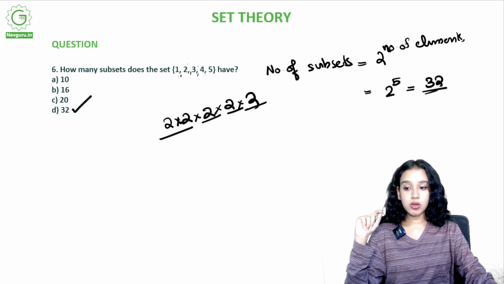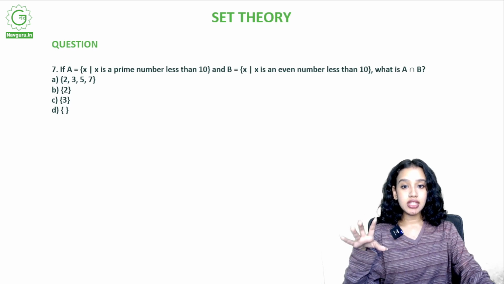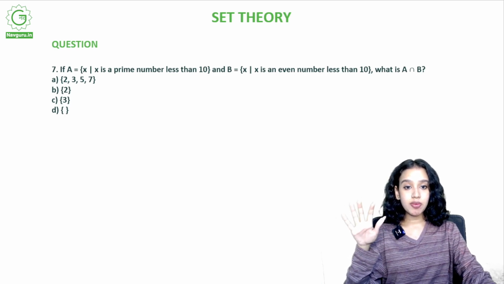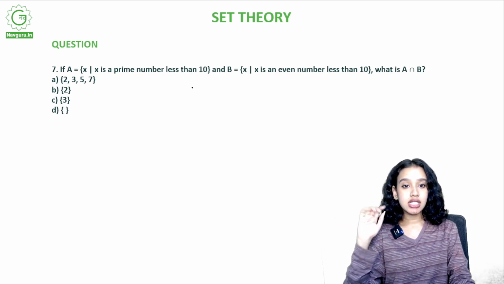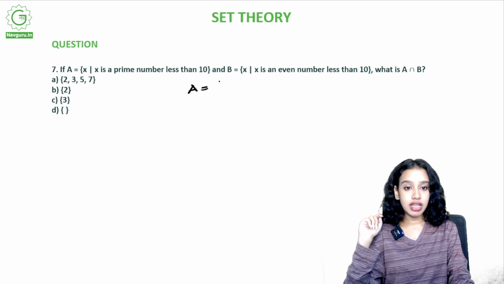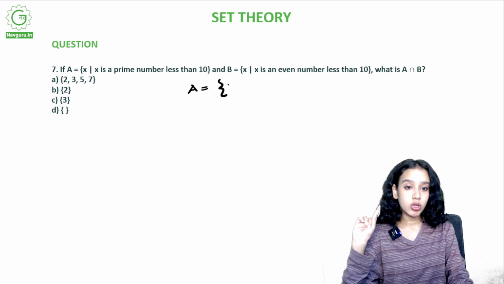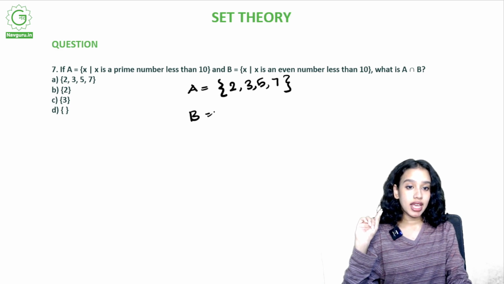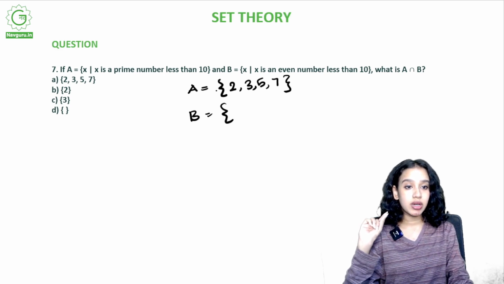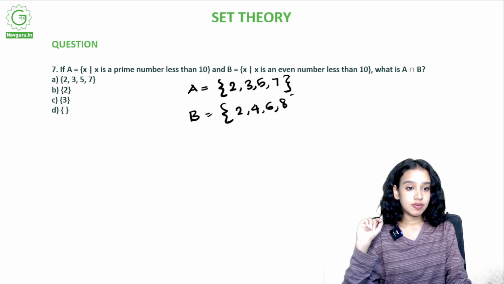Now, let's move on to the next question. If A is equal to {x such that x is a prime number less than 10}. So let's write the roster form first. What are the prime numbers less than 10? We have 2, 3, 5 and 7. And B is equal to {x such that x is an even number less than 10}. So we have 2, 4, 6, 8, right?